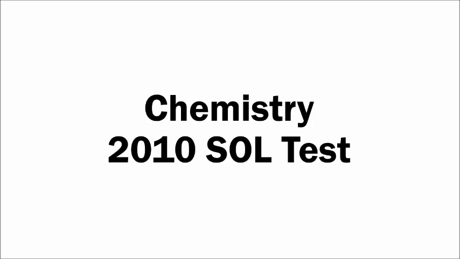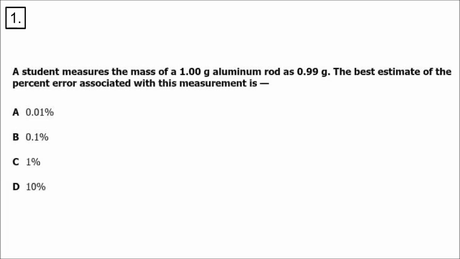These are the answers to the Chemistry 2010 SOL test. Number 1. A student measures the mass of a 1.00 gram aluminum rod as 0.99 grams. The best estimate of the percent error associated with this measurement is?